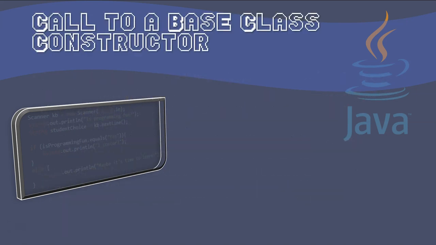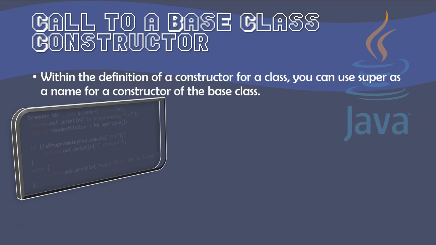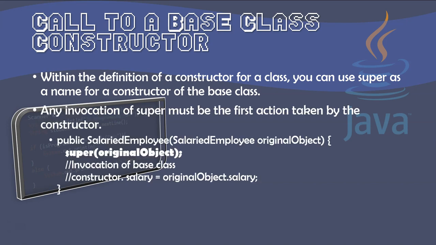Now, much as we have already seen this, the big thing to remember is that this is a call ultimately to the base class constructor. The super call is not really much that we have to worry about from the programming side of the derived class. It's more of how we handle things within that base class. So within the definition of the constructor for a class, remember we can use super as a name for the constructor of a base class. And any invocation of super, therefore, must be the first action taken.